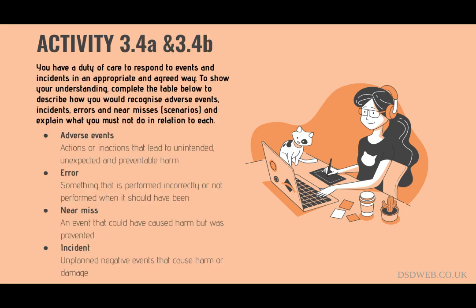The next question asks, what are adverse events, errors, near misses, and incidents? An adverse event is an unintended or unexpected event as a result of an action or inaction. An error is something that was performed incorrectly or not at all. A near miss is something that could have caused harm but was narrowly avoided. And an incident is an unplanned negative event that causes harm or damage to property.